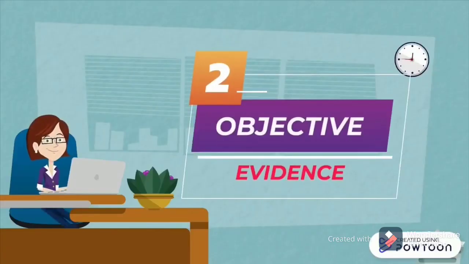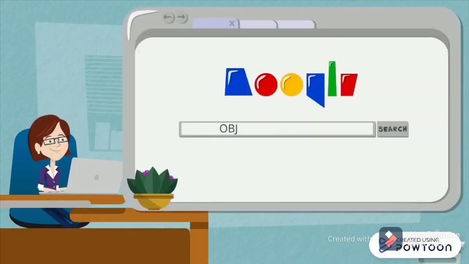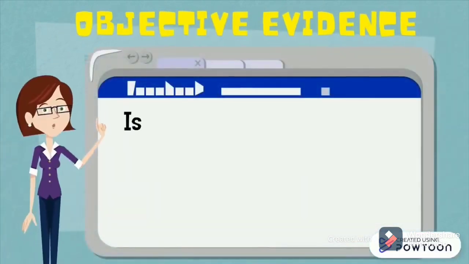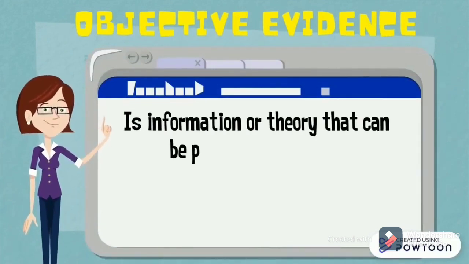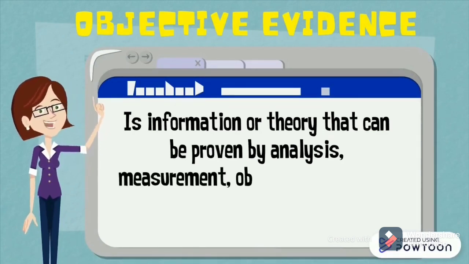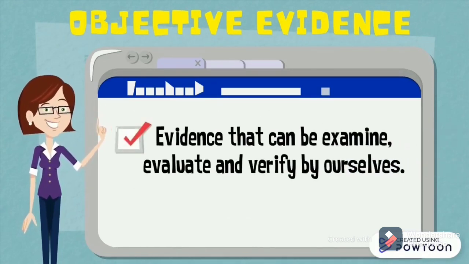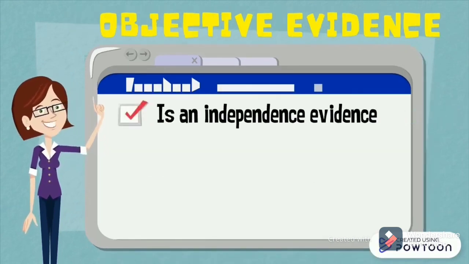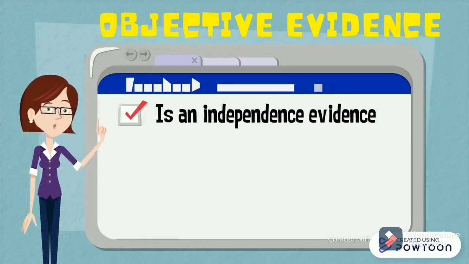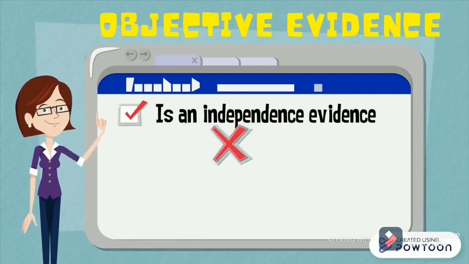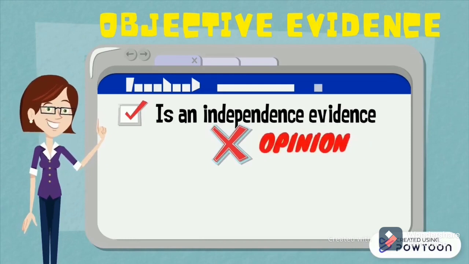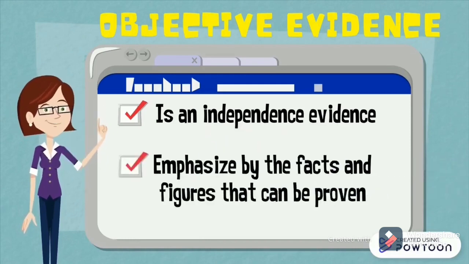Now we look at the second type of evidence, which is objective evidence. Objective evidence is information or theory that can be proven by analysis, measurement, observation, or doing research. In other words, objective evidence is evidence that can be examined, evaluated, and verified by ourselves. Objective evidence is also independent evidence, which means it cannot be manipulated by other things like our feeling, thought, or opinion, but it should be based on facts and figures that can be proven.